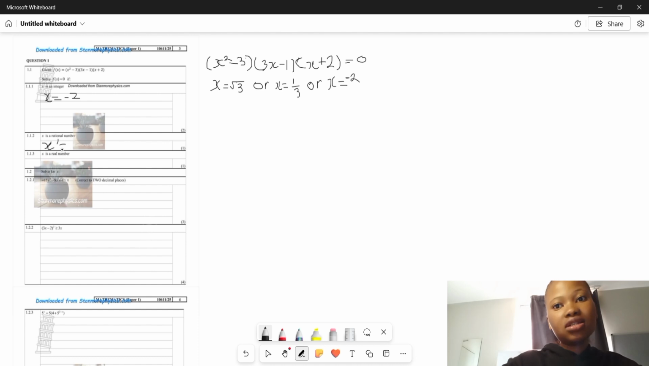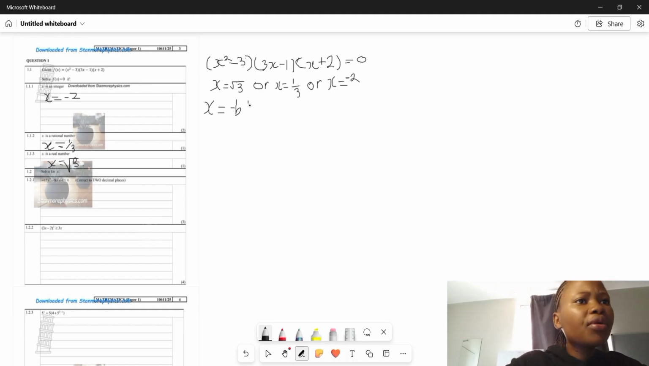So now the first part of our question, 1.1.1, they're asking what is an integer. An integer is a whole number that can be negative or positive. So here we have negative 2, which is our x, and the rational number is the one that has the fraction, which is 1 over 3. Now the real number is where you look at our square root, which is x is equal to root of 3.